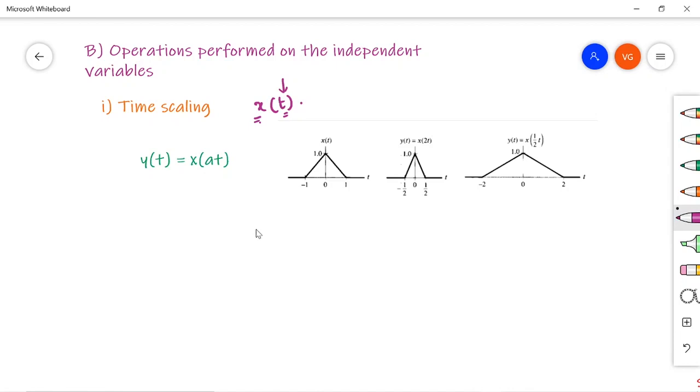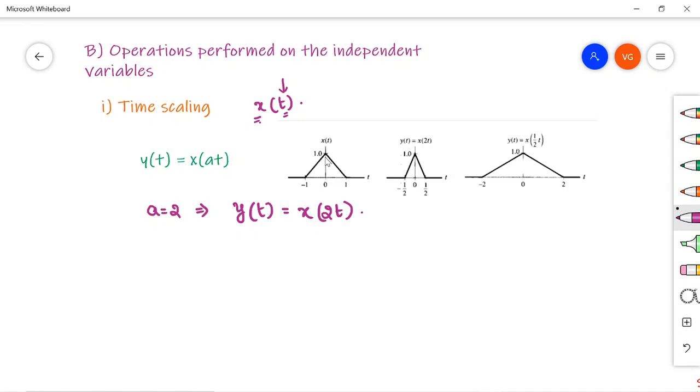Let us see what happens here. So consider a signal x of t, which is some triangular shape signal that extends from -1 to 1 on the time scale with some amplitude 1. And now suppose you want to scale the signal with a equal to 2, that is, y of t becomes what? x of 2t. Right?